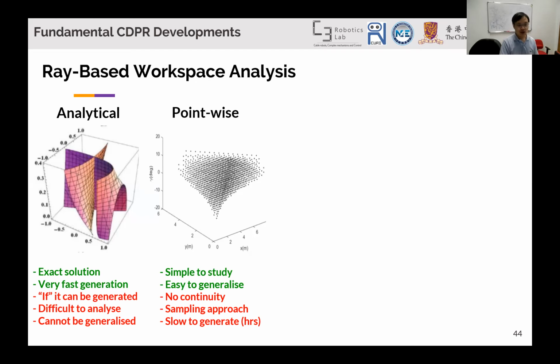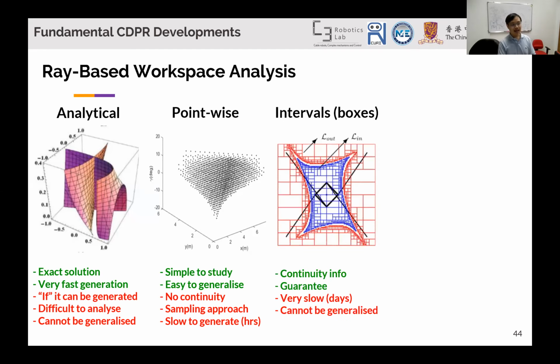But of course, there are its own drawbacks. There's no continuity between points. So if there happens to be a singularity boundary inside it, you may miss it and you can't see it. Second, it's sampling, which, in general, people don't like. And also, it's slow to generate. It generates workspaces in the scope of hours, right?